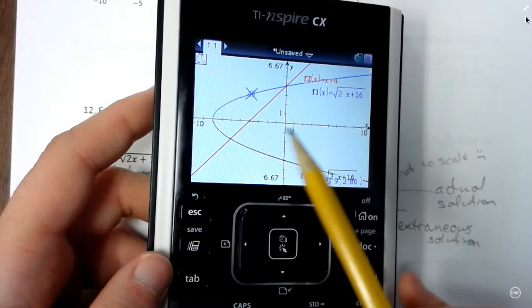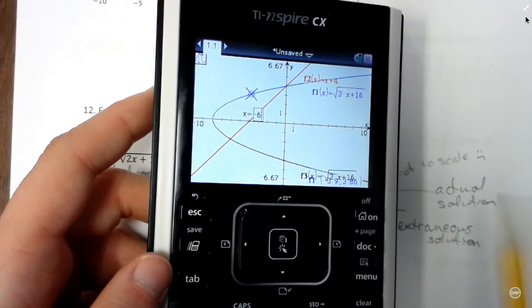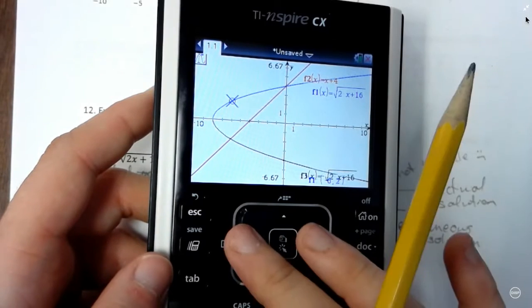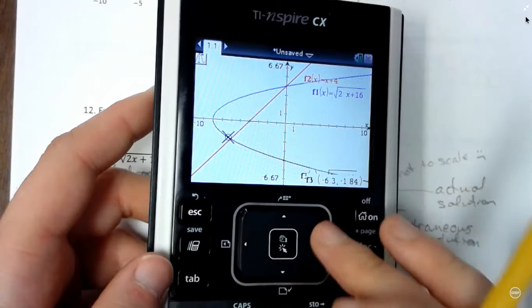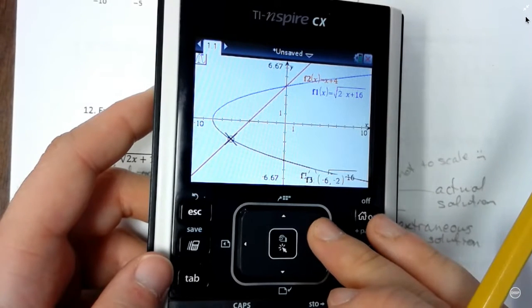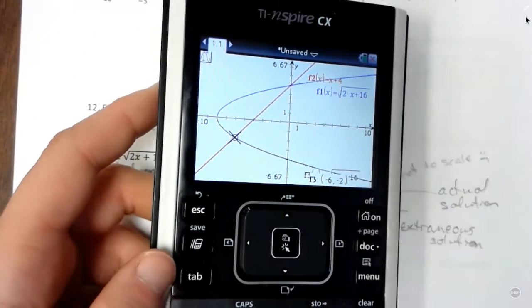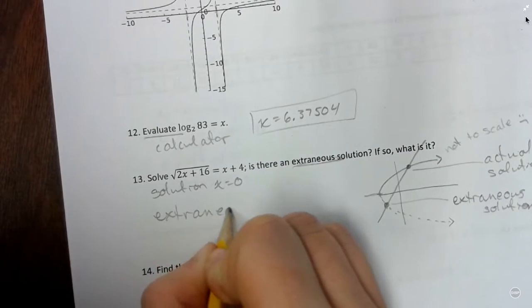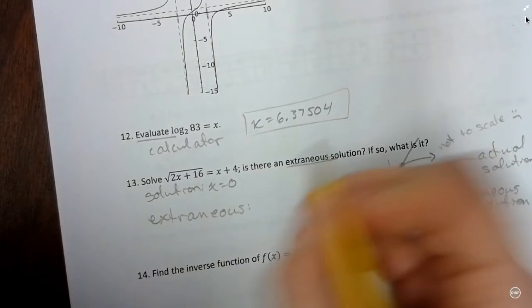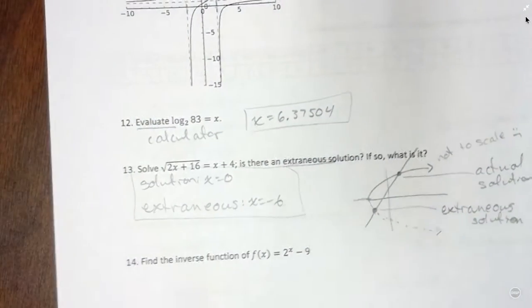You know what? You can also guess. So I'm going to guess 1, 2, 3, 4, 5, 6. I'm going to type in -6. Let's just guess. Oh, right. I need to switch graphs. So to switch graphs, you press up or down. Okay, so it looks like right at -6 is where that solution is. The extraneous solution. So extraneous, x equals -6. So there's your true solution and your extraneous solution.